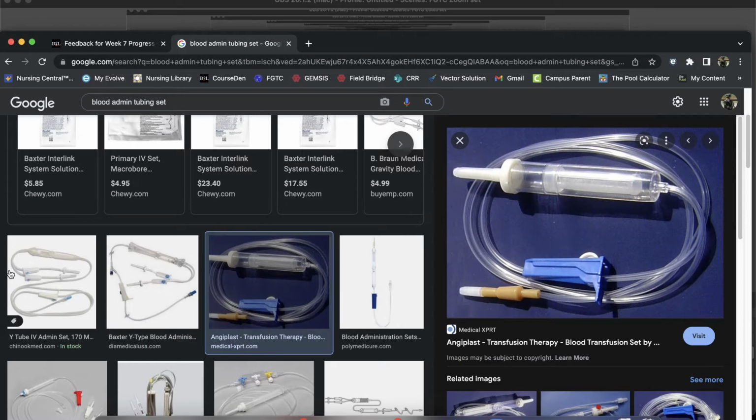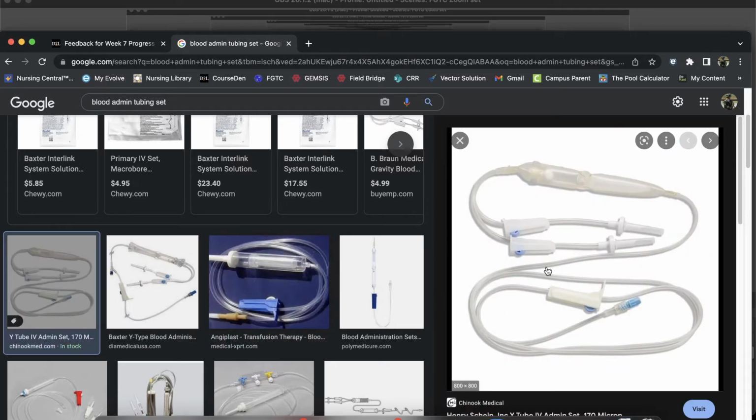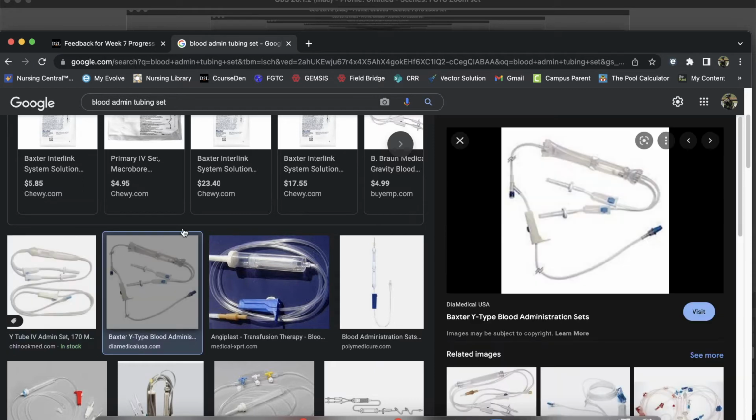So a lot of your blood tubing is going to look like this, where they have two connections, two spikes, to be able to connect to two bags at the same time. One of those is going to be the blood product, the other is going to be saline. That way, as it mixes together, it dilutes the blood product and prevents clotting and such like that.